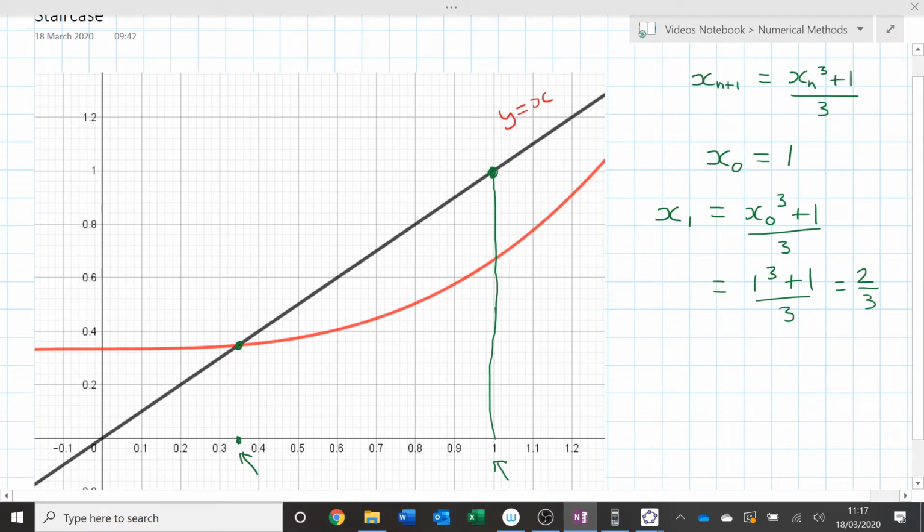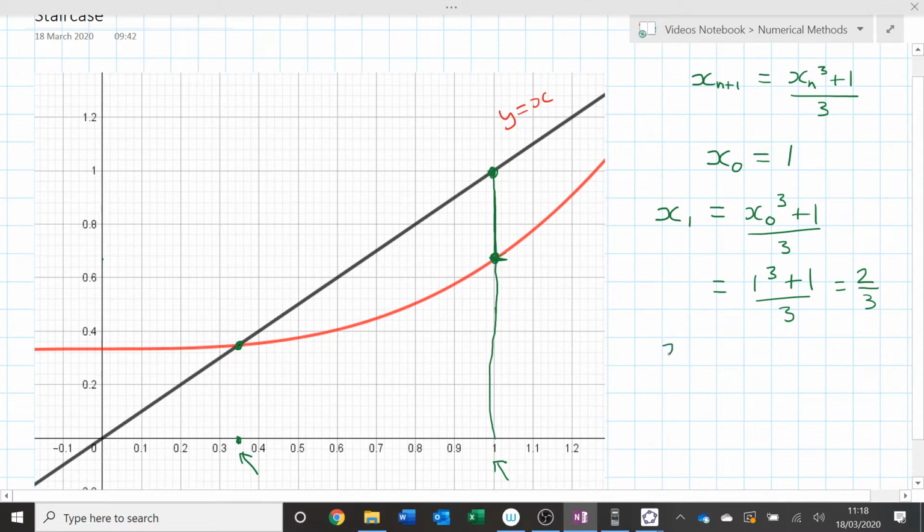y equals x. So I started here, and then I've put it in, that was my x0 at 1, and then I put it into the equation of the red line. And what that effectively did is it found the y value here. So that's given me the y value 2/3. So you can see the y value of this point is at 2/3, 0.66, about here. So that's my x1. So that's what I'm doing. I'm now here on the picture.